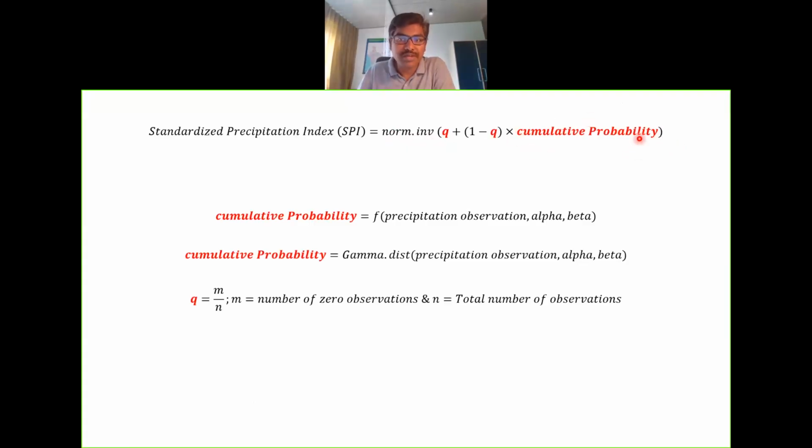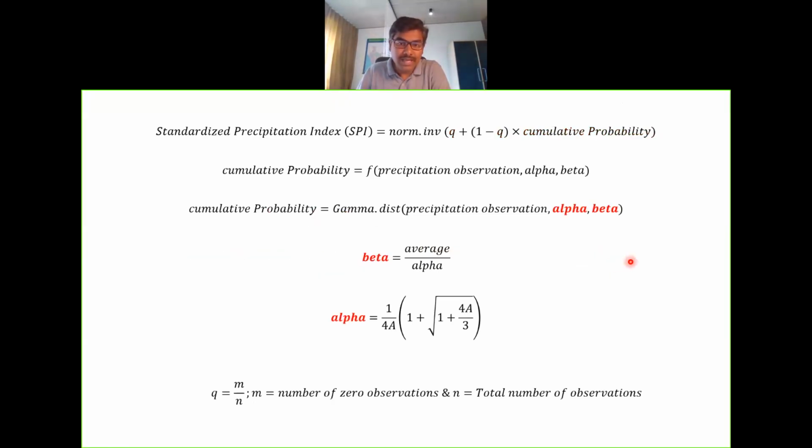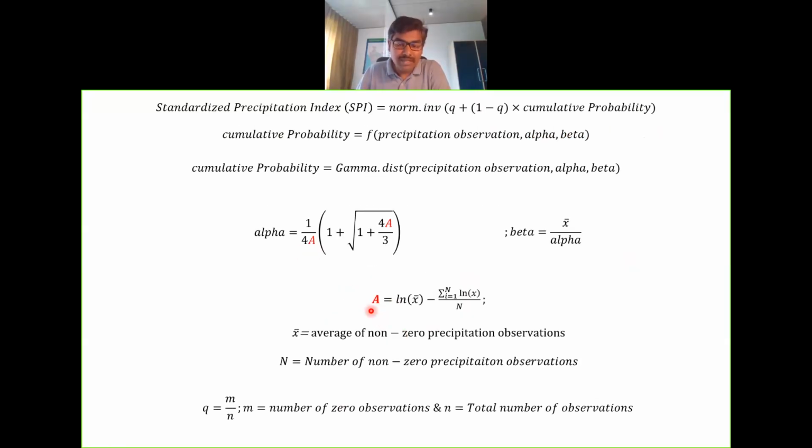Firstly, we will calculate the cumulative probability and then Q. To calculate the cumulative probability, we need to find the distribution parameters, alpha and beta. To calculate alpha, we need to calculate capital A. To calculate capital A, we need to identify how many non-zero observations there are, and then take the average of them, x bar, and using this equation we'll find alpha. Using alpha, we'll find beta, then the cumulative probability, and then the SPI. We will replicate the same steps in an Excel sheet.